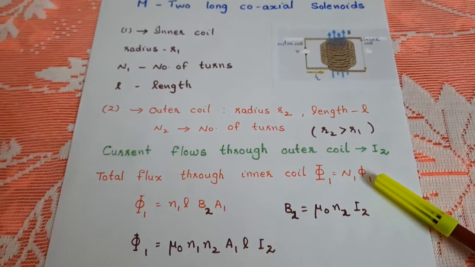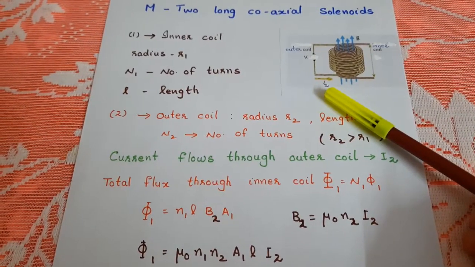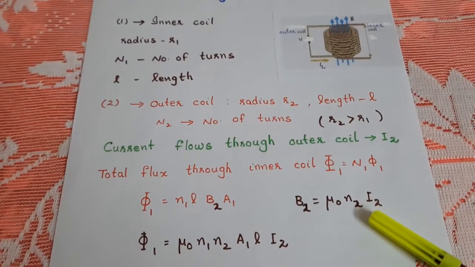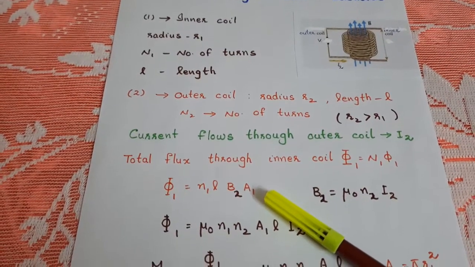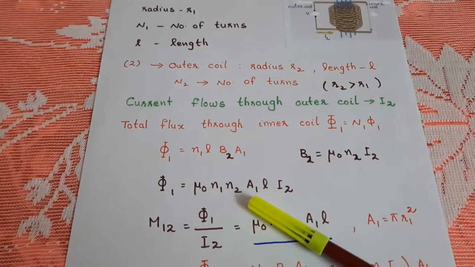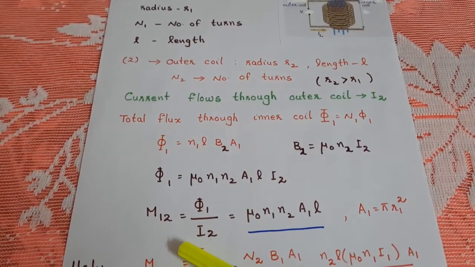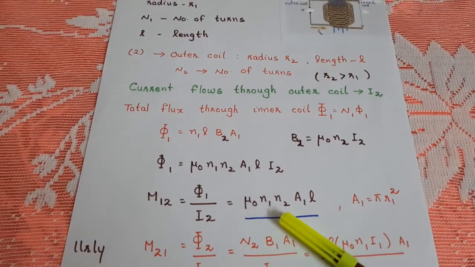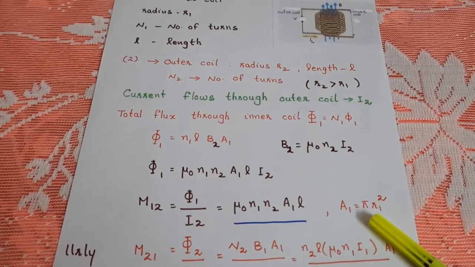Flux phi1 is B dot A. The magnetic field is due to the current flowing through the outer coil I2. So the field B2 is equal to mu0 n2 I2. And the area of the inner coil A1. Substituting for B2, phi1 is equal to mu0 n1 n2 A1 L I2. So the mutual inductance M12 is equal to phi1 by I2. It is equal to mu0 n1 n2 A1 L, where A1 is pi R1 square, area of the inner coil.